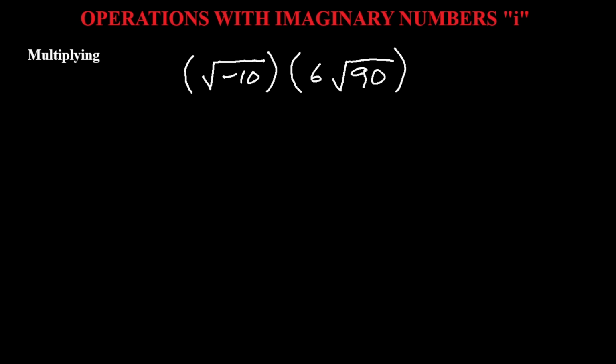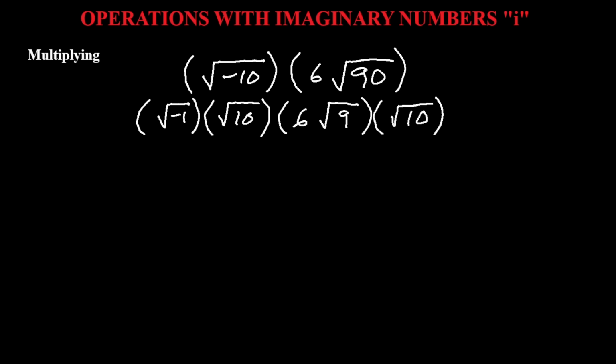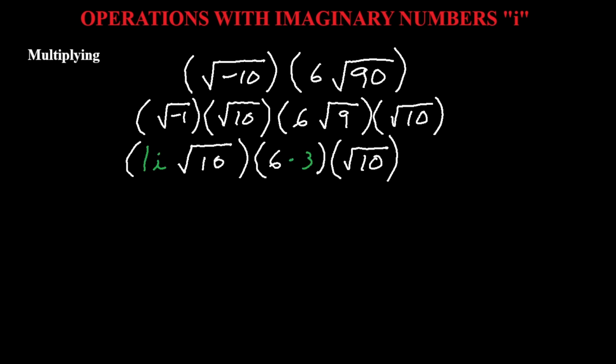In this next example, I have radical minus 10. I can only take out the minus 1, so the next line. And the 6 radical 90 simplifies to be 6 radical 9 times radical 10. Now I can simplify the 6 radical 9. I can take out the square root of 9 as 3. So the square root of minus 1 is 1i, radical 10, and the 6 times 3 is 18. I can multiply 18 times 1i is 18i. And the square root of 10 times the square root of 10 is 10. So then I simplify 18i times 10 is 180i, which is our final answer.